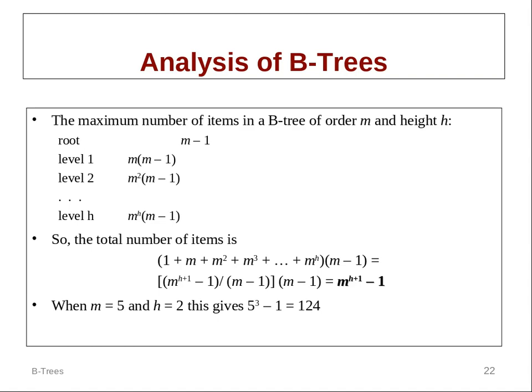Sum up all that, because remember, you can have items from the top down. It roughly comes down to the maximum number of items being m raised to the height plus 1, minus 1. So when m is 5 and h is 2, meaning a height of 2, you can have 124 elements.